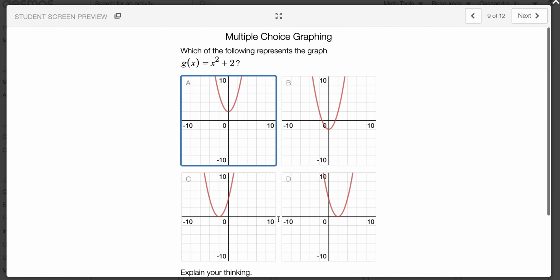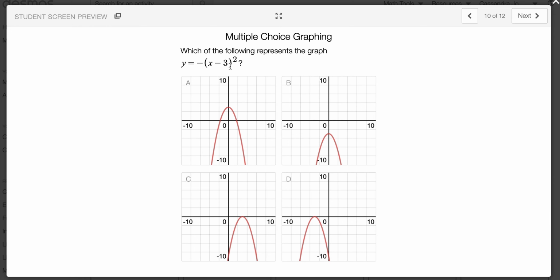And it'll ask you to explain your thinking. Very similarly is this next one, but instead of not having a value inside parentheses, it doesn't have a value outside. So I want you to try that one on your own and then finish up this Desmos and submit.